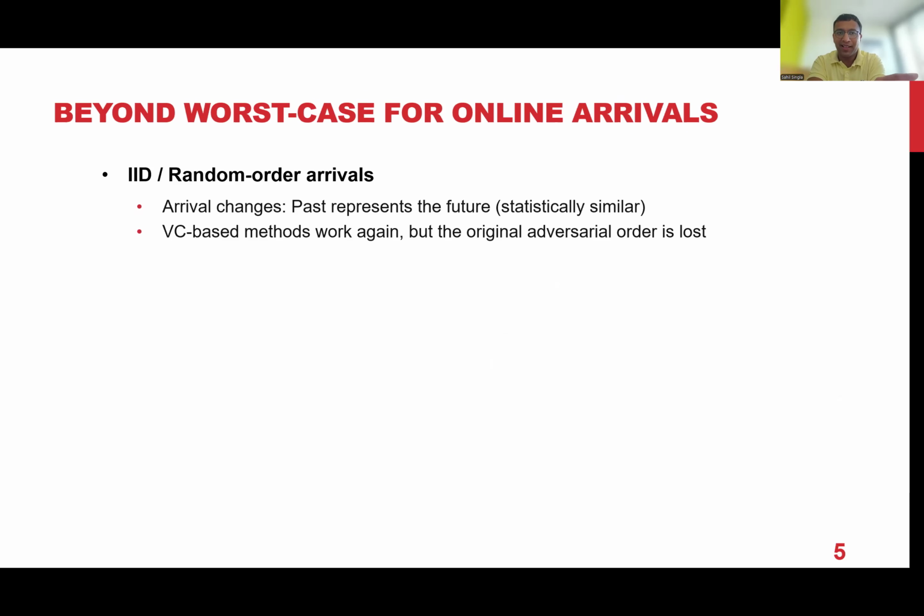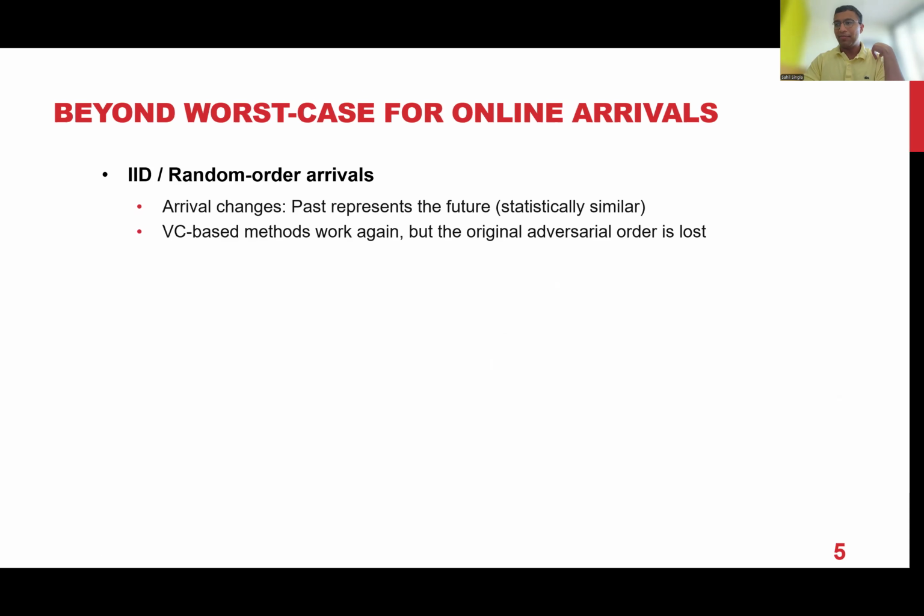So in short, this crucially uses the fact that your adversarial arrival process has very much changed. It's no longer adversarial, everything is kind of jumbled up. Hence, in some sense, the past represents basically the entire future. And some VC-based methods will basically work and you'll get the same kind of bounds. The catch is that we've made a very strong assumption that the arrival process is fully IID or fully random, like the past represents the future.